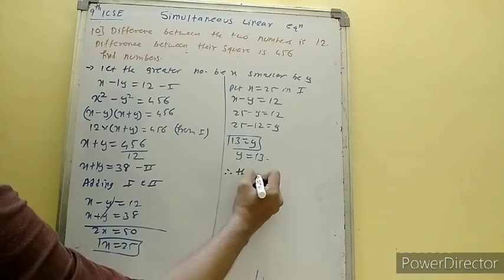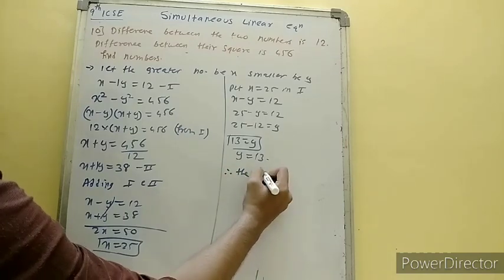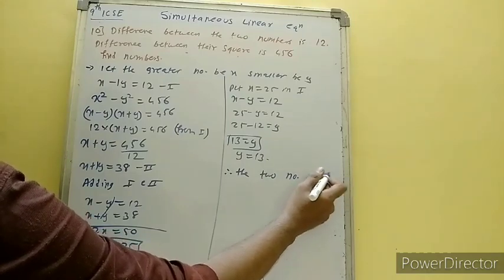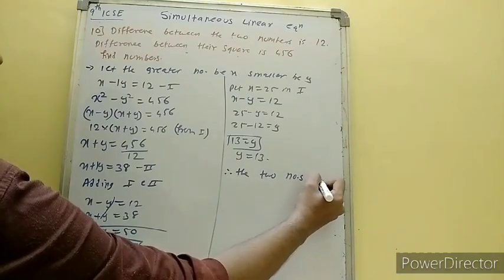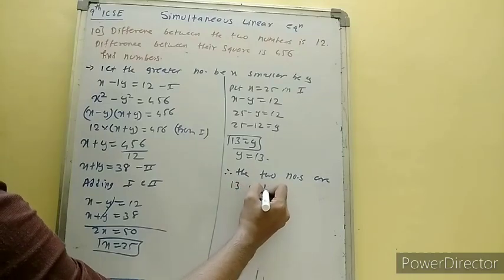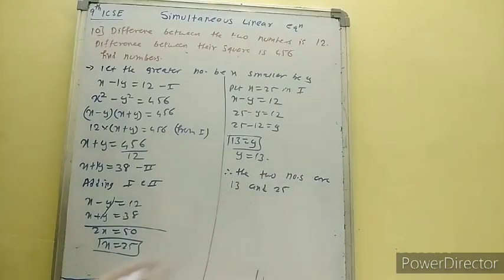Therefore, the two numbers are 13 and 25, or either 25 and 13 you can also write.